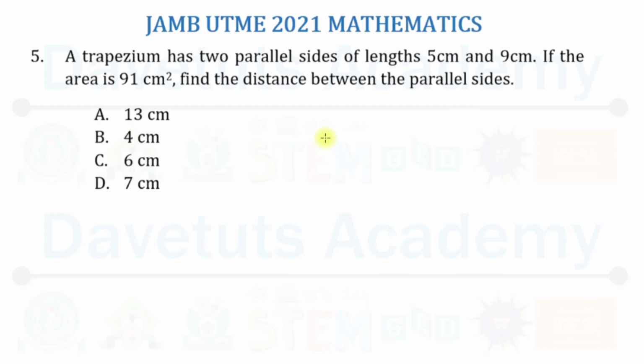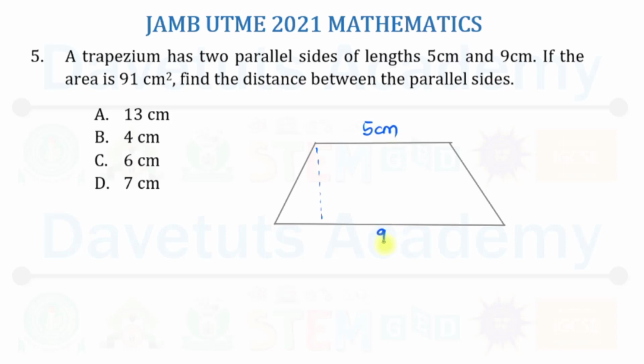In this question of mensuration, we're told that a trapezium has two parallel sides of length 5 centimeters and 9 centimeters. Okay, so we're told that the area is 91 centimeters squared and we are to find the distance between the parallel sides. So this is a good pictorial view of what can be obtainable in this particular case. So we have two parallel sides, and the smaller one was given as 5 centimeters, the other one as 9 centimeters. This is a trapezium, and we have the distance between those two parallel sides to be h.